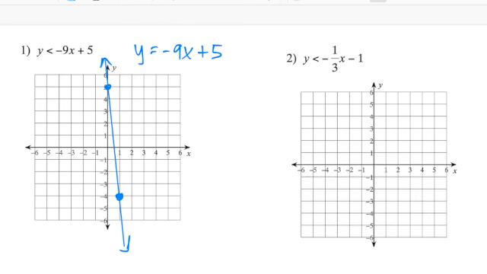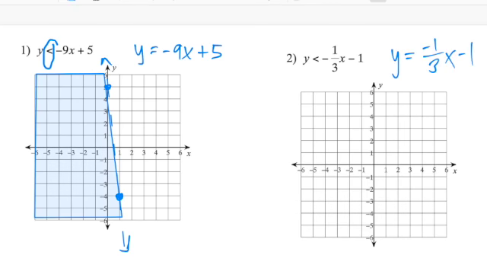The next thing I need to do is figure out whether it's a solid or dashed line. So when I look at this, I'm looking at my inequality sign. Because this sign is less than but not equal to, that means it's not going to be including the points on the line. So I'm going to make it into a dashed line. Next, we need to think about which region we're going to shade. Because it's less than, that means we should be shading the values that are below this line.